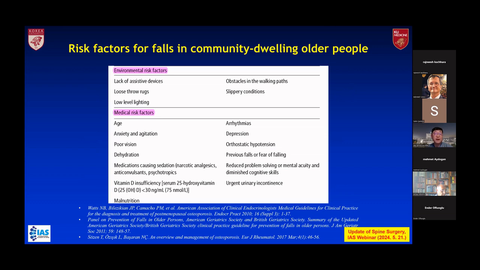There are several risk factors for falls in community-dwelling patients. As the environmental risk factors: loose throw rugs in the surroundings, low-level lighting, slippery conditions in the environment. As the medical risk factors: vision, dehydration, depression, orthostatic hypotension, and so on.